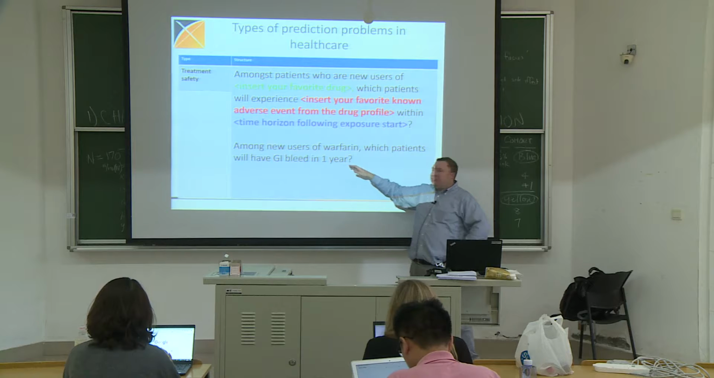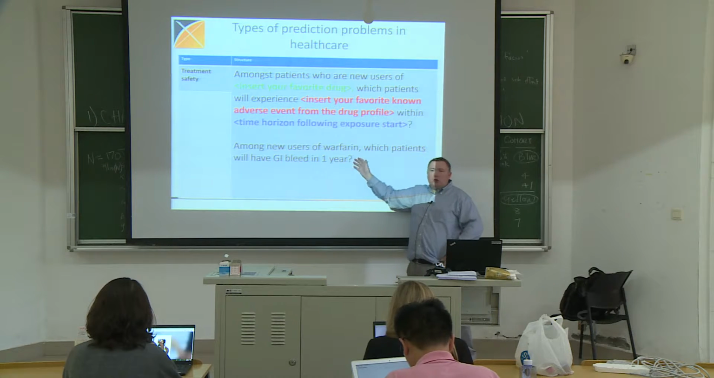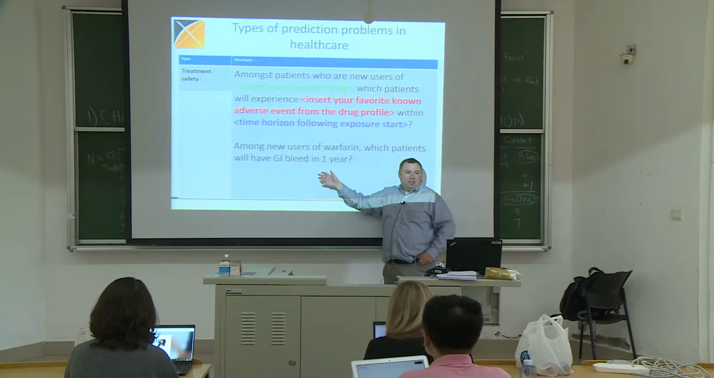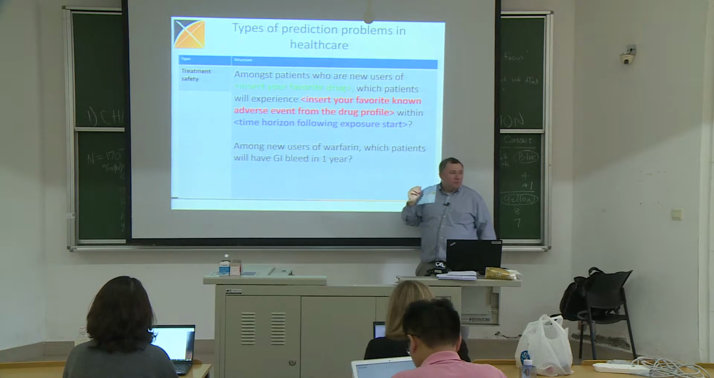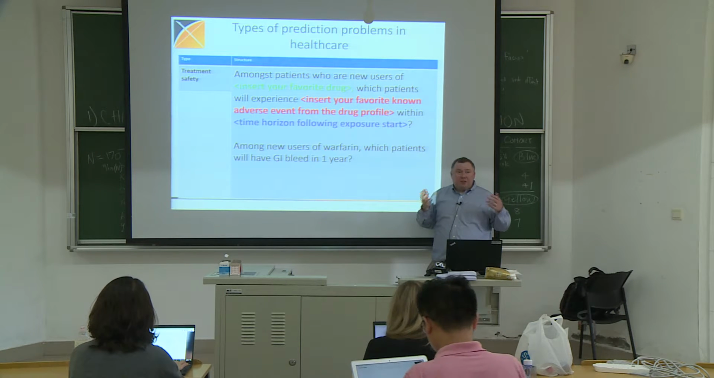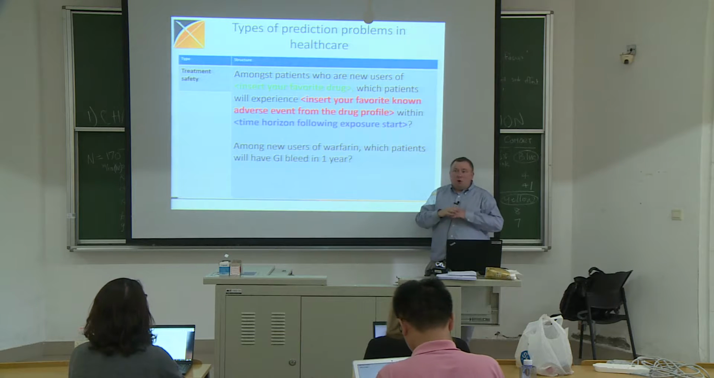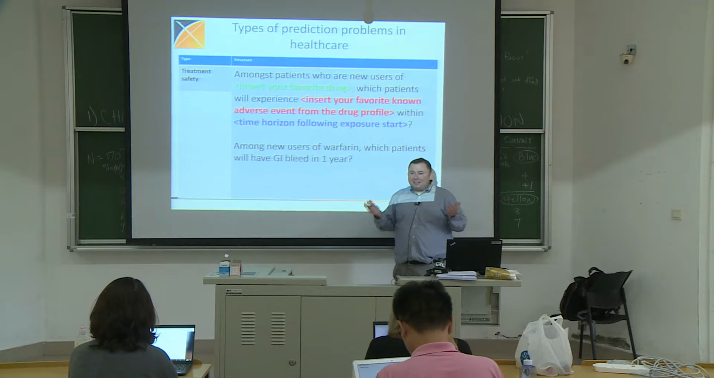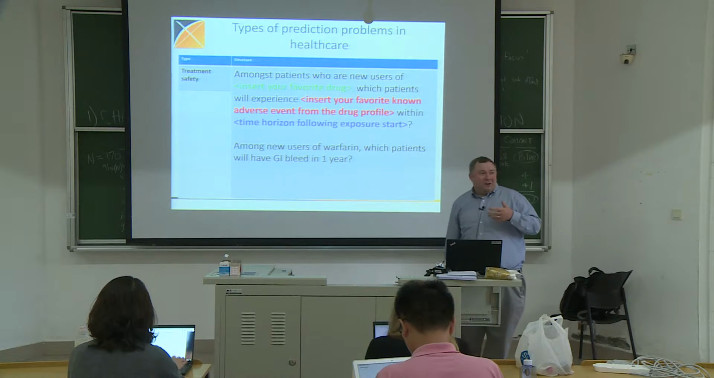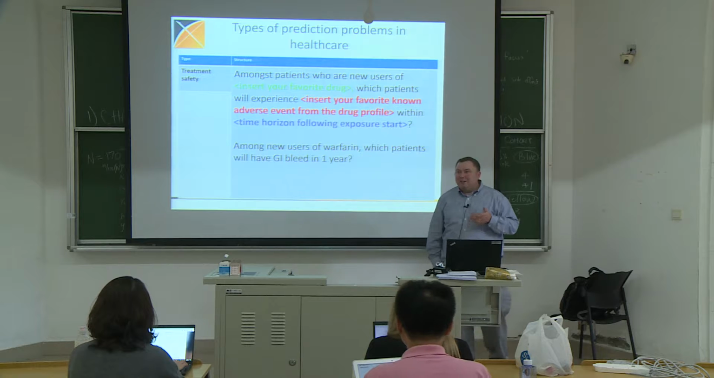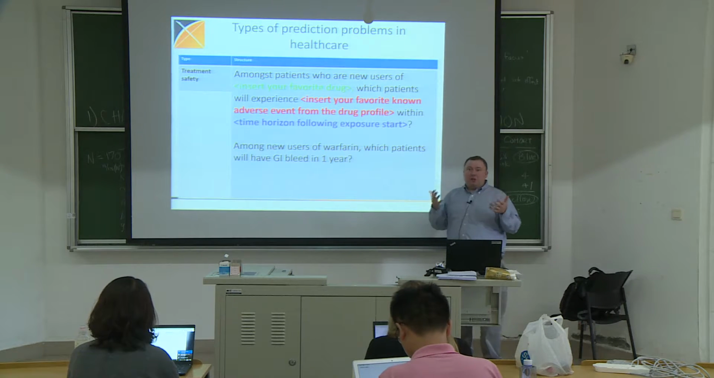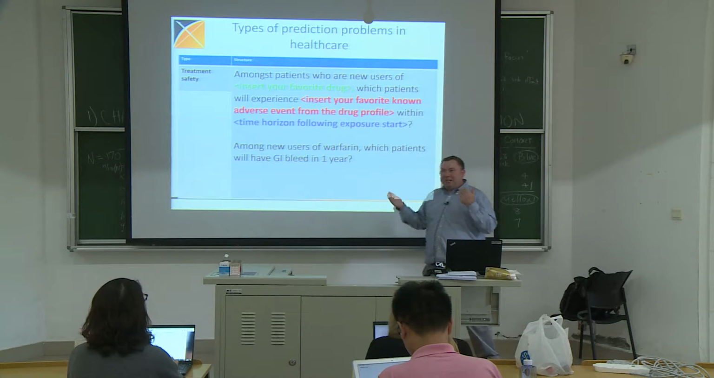So an example of this could be, amongst patients who are new users of warfarin, which patients have a GI bleed in the next year. So we know that warfarin is a drug that causes bleeding. That is a well understood side effect. And as a result, as you are all being trained, you'll learn to be very careful when you give warfarin to patients, because you know that the drug, if given too much, patients will bleed a lot.